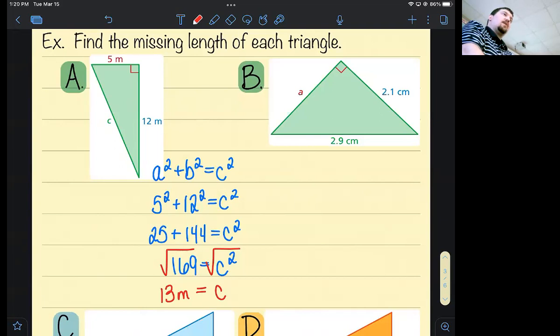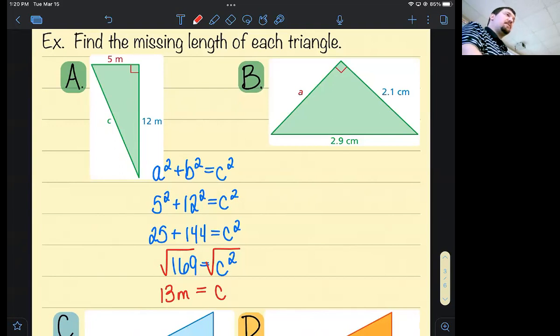Let's do it for question B. Oh, by the way, 5, 12, 13, that was one of those Pythagorean triples we just talked about. If you have decimals or fractions, we don't call that a Pythagorean triple. Pythagorean triples, we reserve those for the whole numbers that satisfy the Pythagorean theorem.